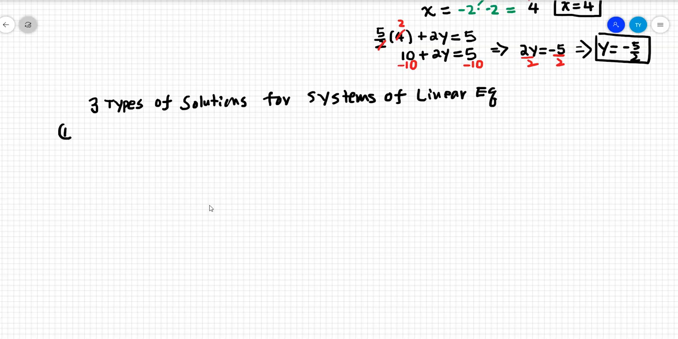So the first type here is just like the problems that we did previously. You're going to get one equation going this way and the other one going this way. So you're going to get one solution. And that's the problems that we did so far. So you do have a solution, one solution.